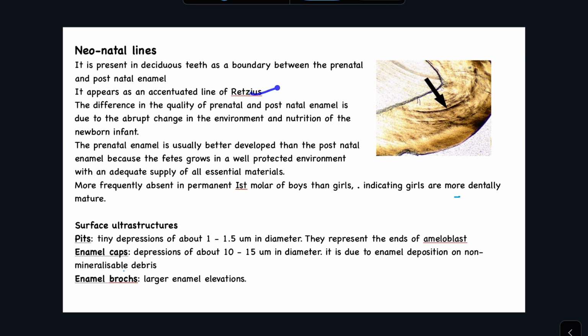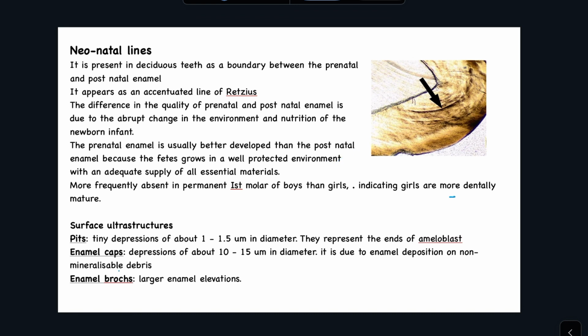It appears as an accentuated line of Retzius, so it is brownish in color and appears like a line of Retzius. The difference in the quality of prenatal and postnatal enamel is due to abrupt change in the environment and nutrition of the newborn infant. The prenatal enamel is usually better developed than the postnatal enamel because the fetus grows well in a protected environment, with an adequate supply of all the essential materials. So there is no compromise of nutrition when the fetus is inside the womb.